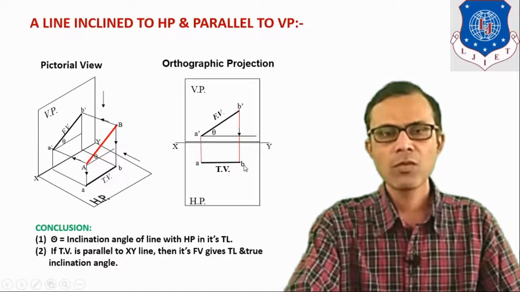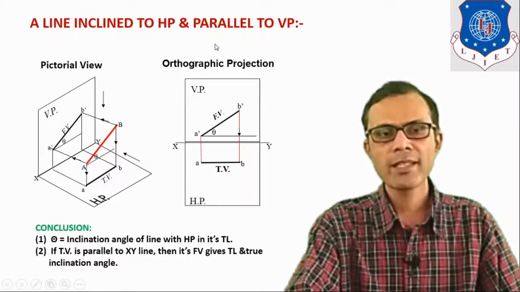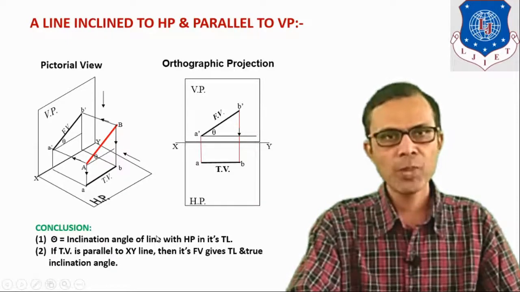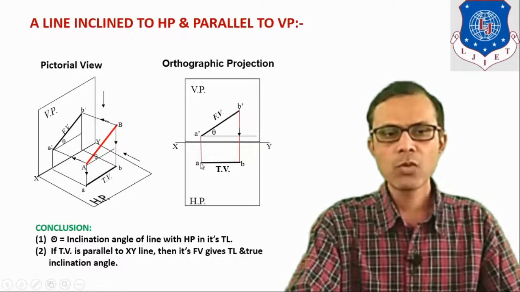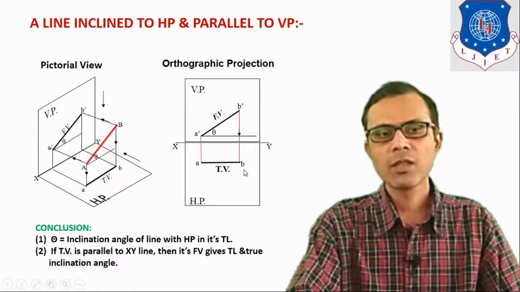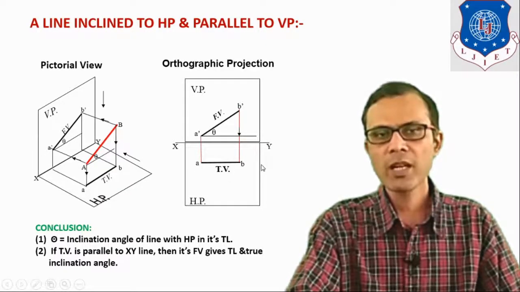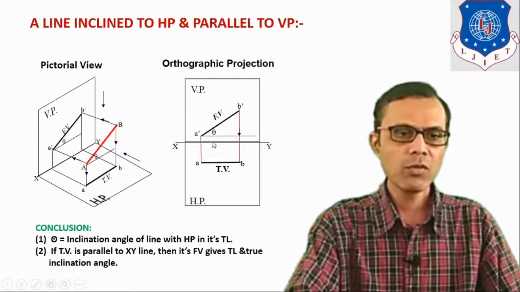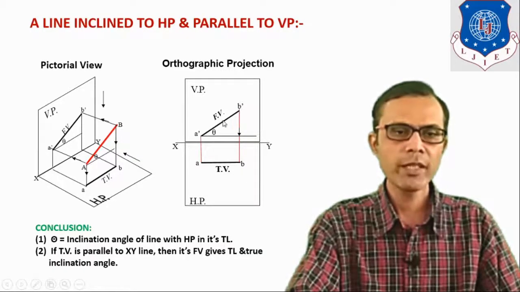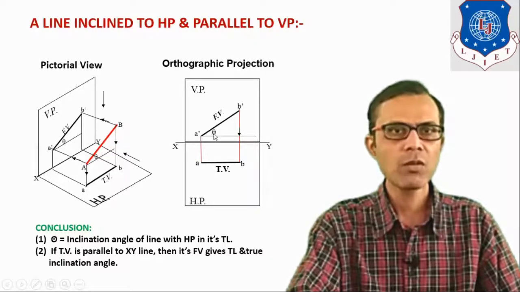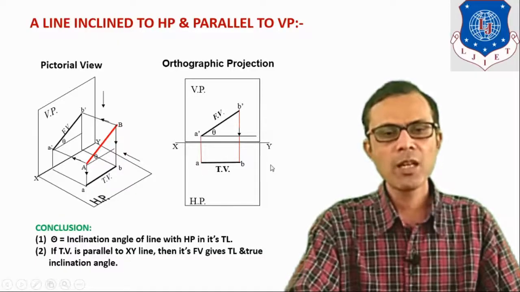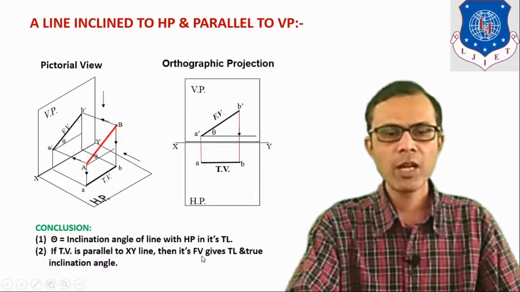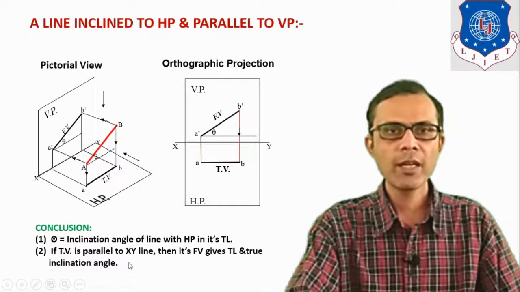So what conclusion can we derive from this example? First, theta is the inclination angle of the line with HP in its true length, and you can see here this top view is parallel to the XY line. So one view, the top view, is parallel to the XY line, and the other view, the front view, gives true length and true inclination angle. That is an important conclusion: if the top view is parallel to the XY line, then its front view gives true length and true inclination angle.